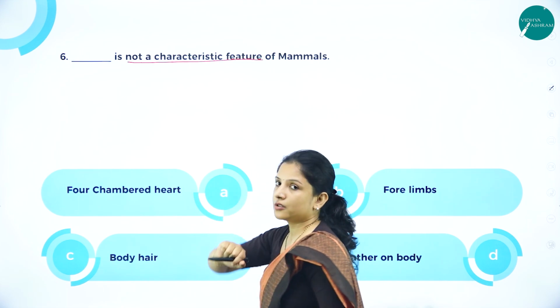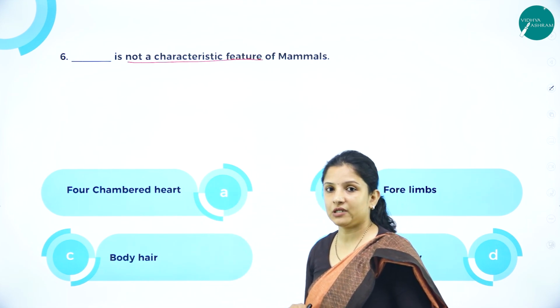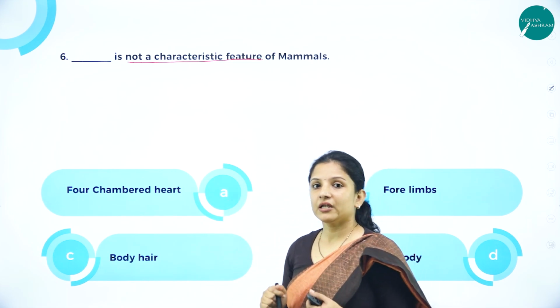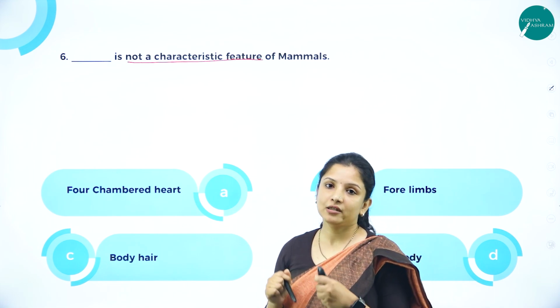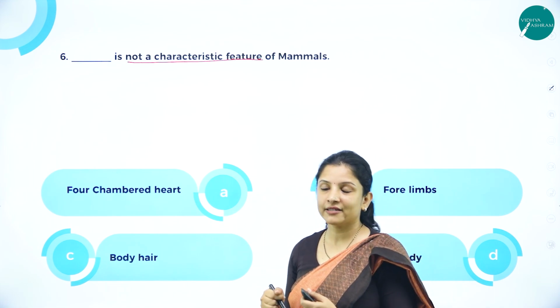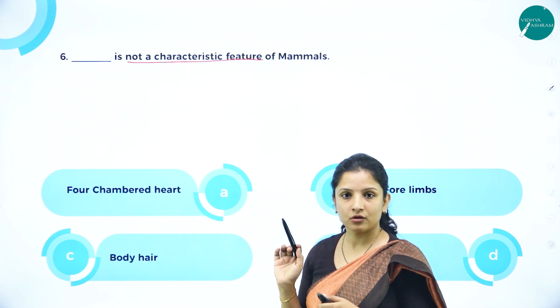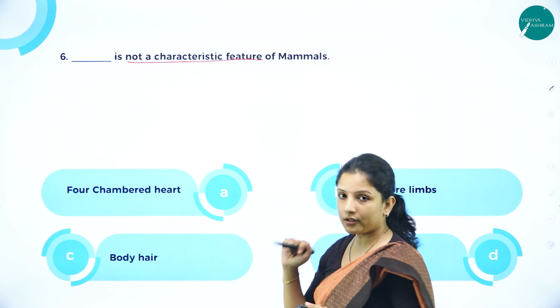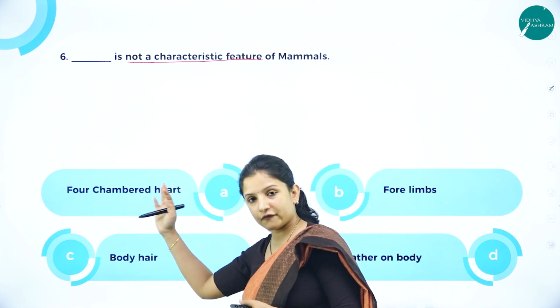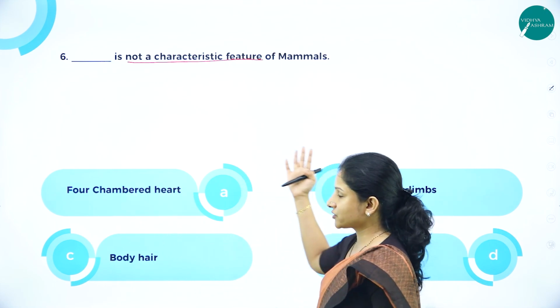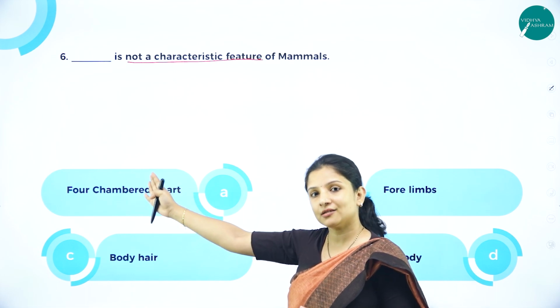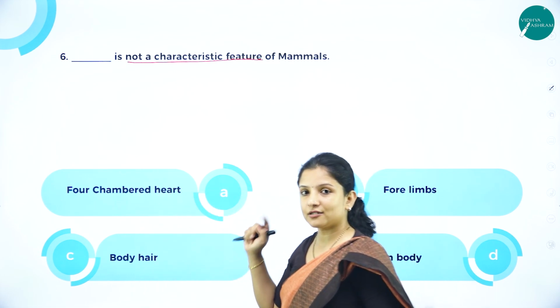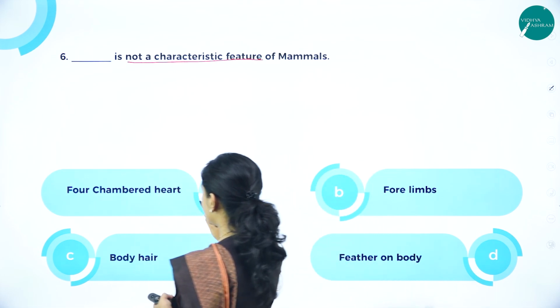Every time since the previous sessions I have been telling you, very carefully understand and read the question. Don't be in a hurry or a haste. It will always lead to answering wrong. What have I asked here? Dash is not a characteristic feature. So out of the 4 options, 3 options are characteristic features, and the one that is not, we have to find out. 4-chambered heart.